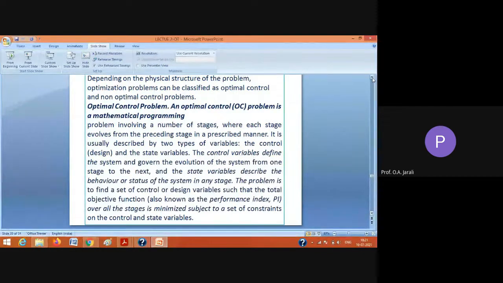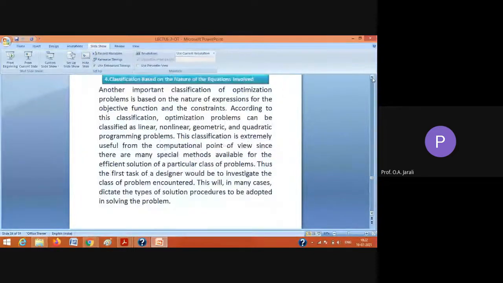So an optimal control problem is a mathematical programming problem involving a number of stages where each stage evolves from the preceding stage in a prescribed manner. And there are two types of variables: one is the control variable and another is the state variable. Control variables define the system and govern the evolution of the system from one stage to the next stage. And the state variable describes the behavior and status of the system in any stage. So this is the third classification.